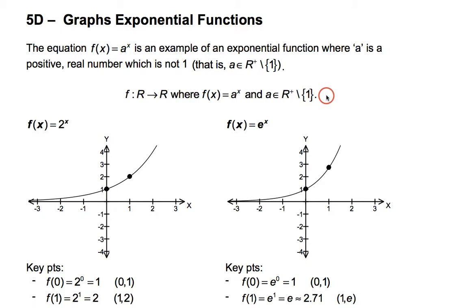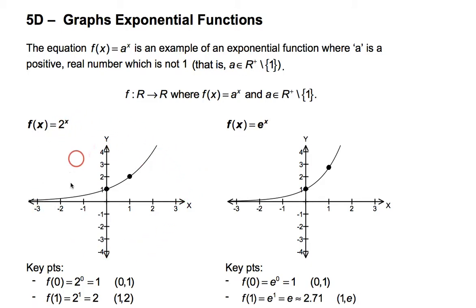In formal notation or functional notation, we have the function f. The domain can be any real number. The range will produce a value or a set of values that are part of the real number set. And the rule is f of x equaling a to the power of x, where a, as we explained before, has to be greater than 0 but excludes 1.